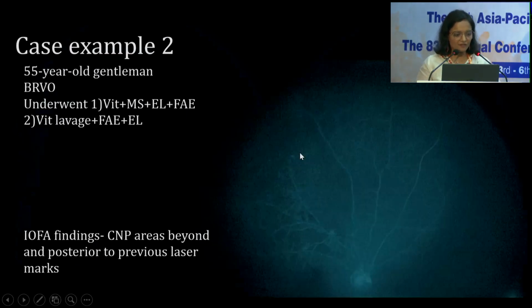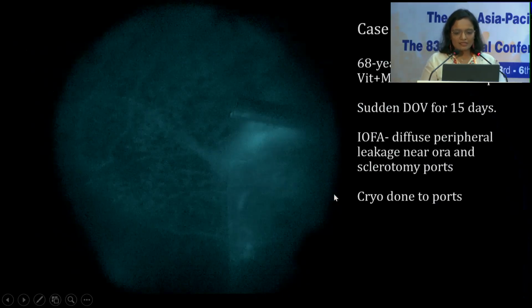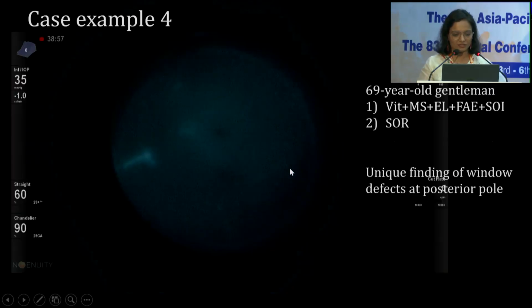This is a 55-year-old gentleman who had undergone vitrectomy for a BRVO. These are the CNP areas much beyond and posterior to the previous endolaser marks. This is an interesting case of a 68-year-old lady who had undergone vitrectomy with a well-lasered PDR. However, we found diffuse peripheral leakage near the ora in this case, and cryo was done to the ports, considering that this is an anterior hyaloidal fibrovascular proliferation.